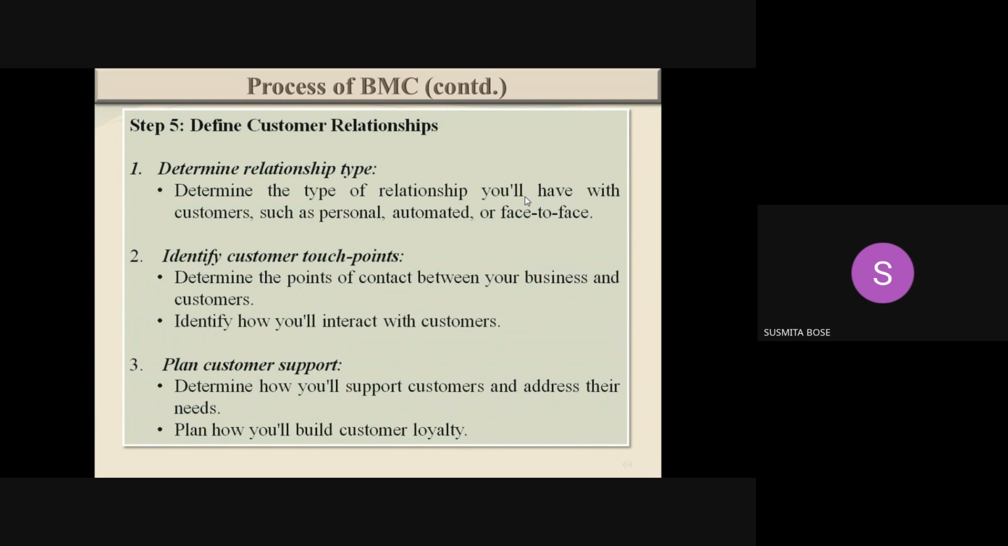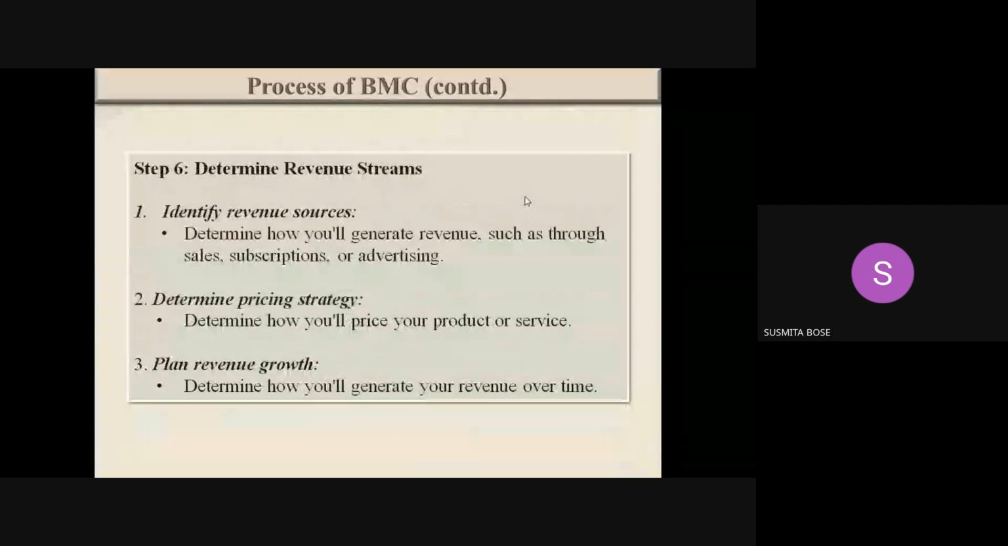Then how you will build customer loyalty. This is the most important thing when you are launching a product, that you will have to earn the customer's loyalty. Customers will have faith in you and your product. That is, you will have to earn it. You cannot earn it in one day, but you will have to keep in mind that my purpose is to earn customers' loyalty.